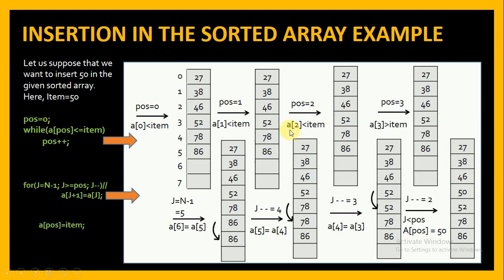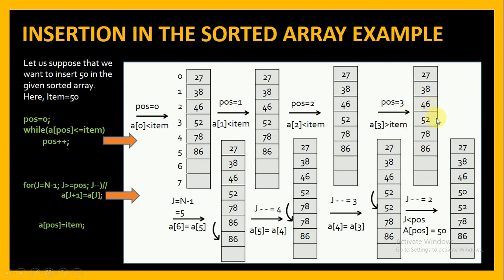And again we will check whether a2 is less than item or not. a2 you can see is 46, which is less than 50. So the condition is true. So again pos will be incremented by 1 and pos will become 3. Now again we will check a3 is less than item. What is a3? a3 is 52. No, a3 is greater than item. So this loop will break and we will go to the next statement. We have found the position.